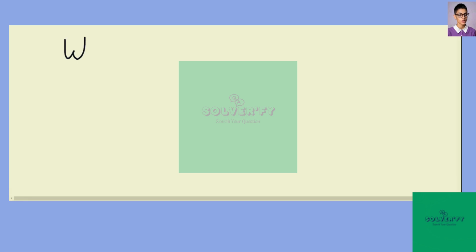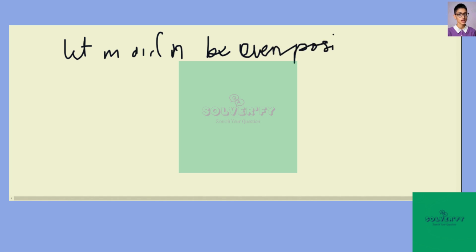We're asked to show that if m and n are even positive integers, the crossing number of K_{m,n} is less than or equal to m times n times (m minus 2) times (n minus 2) over 16. So let m and n be even positive integers.